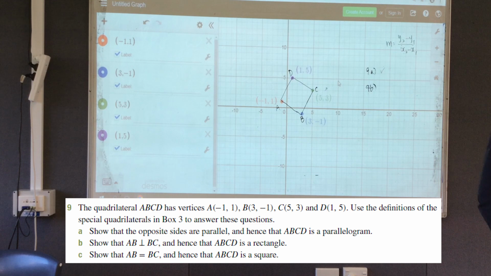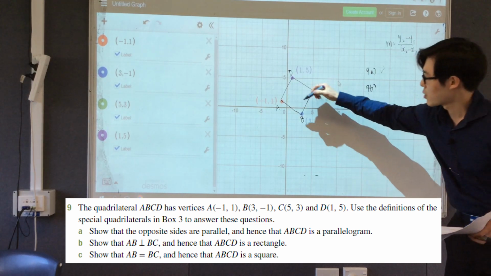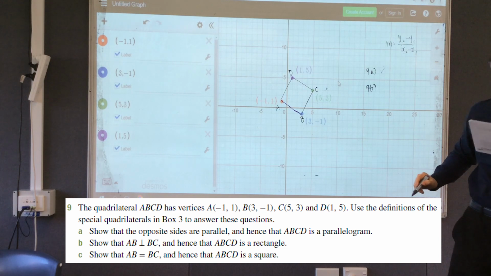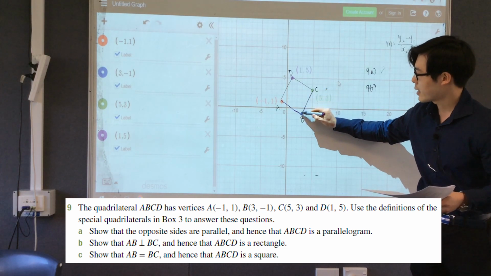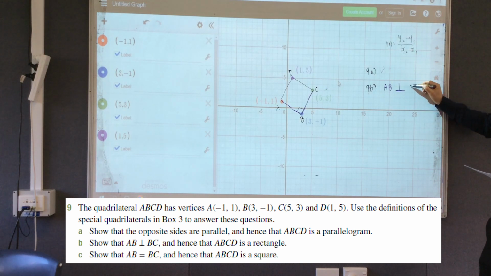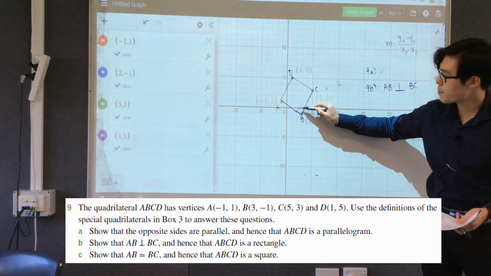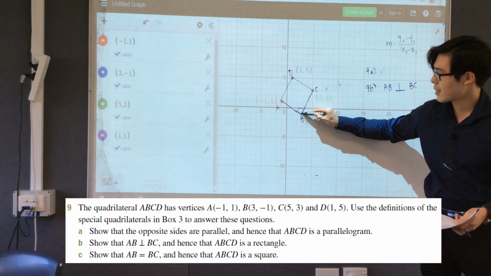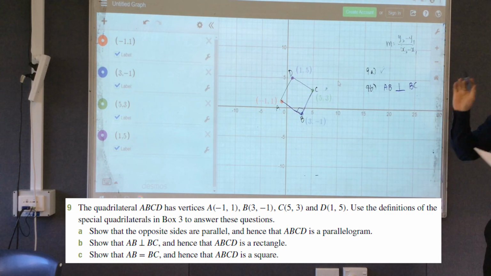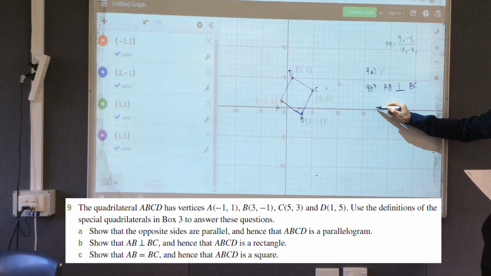Show that AB, so this line here, is perpendicular to BC. Okay, so that's what it means. If it says prove that AB, this symbol means perpendicular to BC. So we need to prove that this line is perpendicular to that. Now, if you recall, okay, you know what? Without me explaining, let's just find the gradient. That's what you want to do. Let's find the gradient of AB.